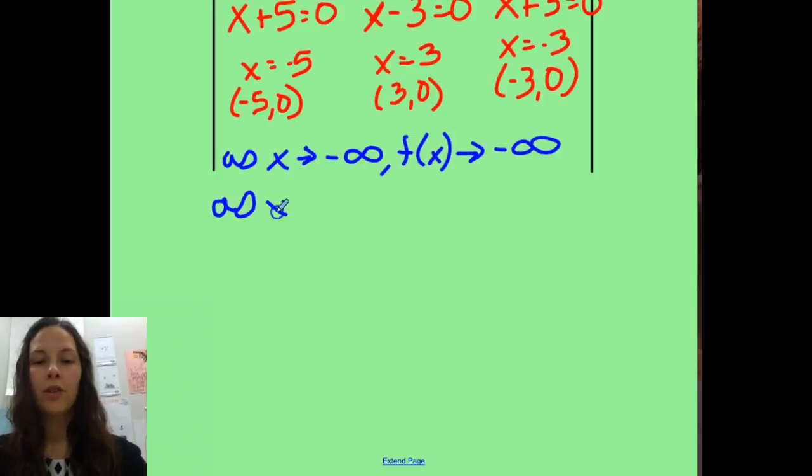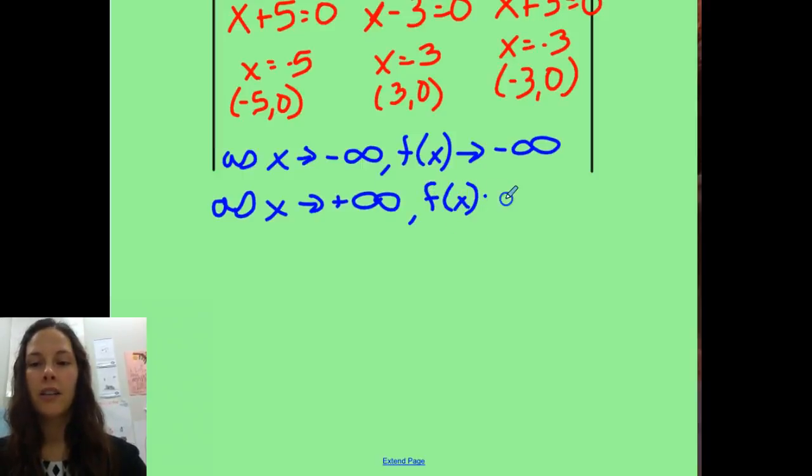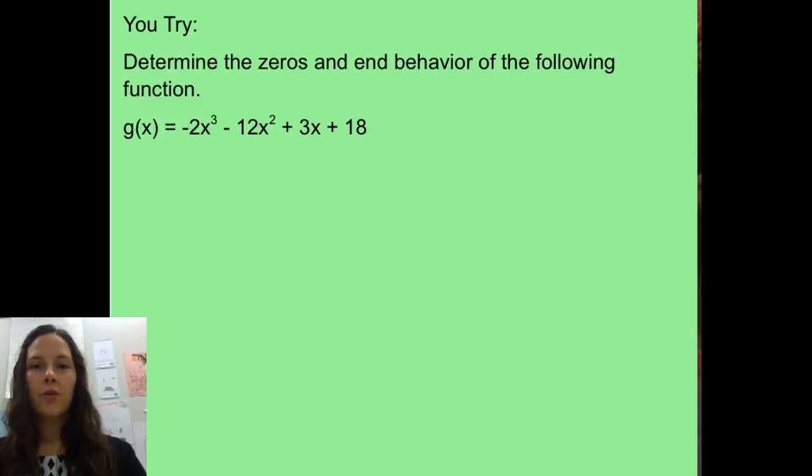As x approaches positive infinity, as it goes to the right, as x gets bigger, the function also gets bigger or approaches positive infinity. And you have one you try question.